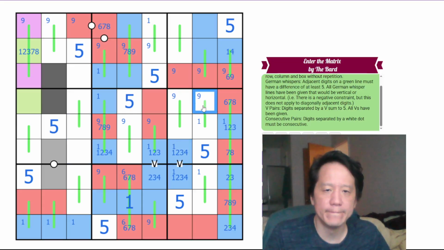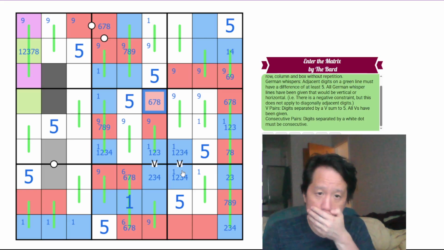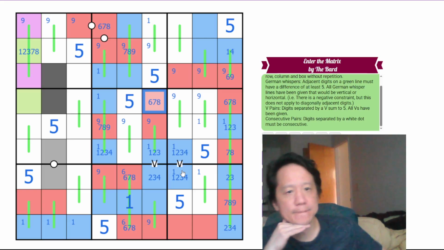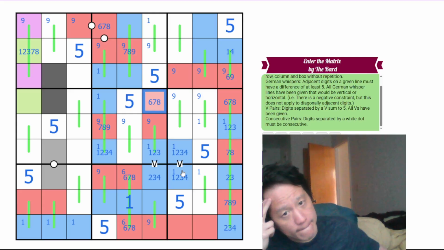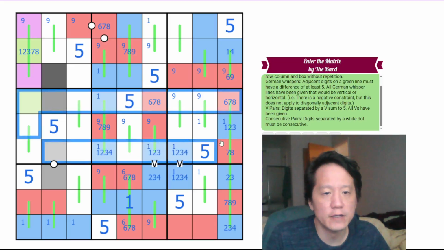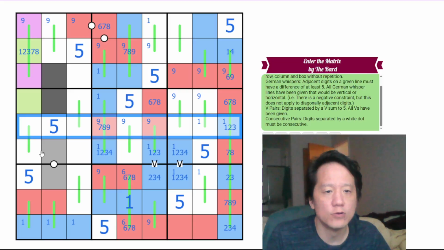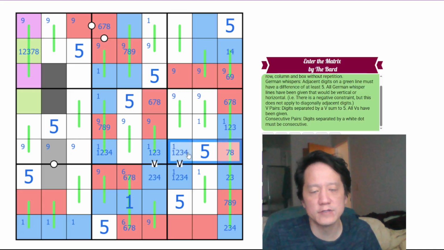So this is 6, 7, or 8 here. Okay, where's the 9 in row 6? It has to be one of these 3, because none of these can be 9, none of these can be 9.